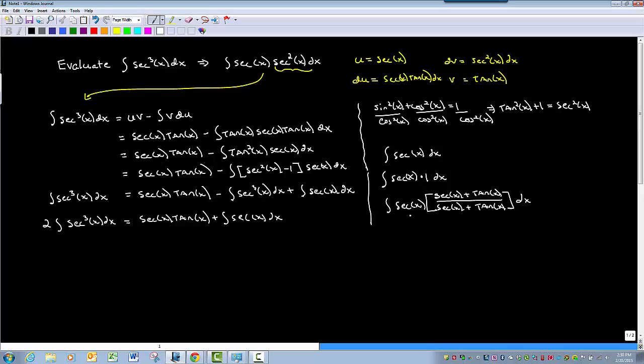Now what I'm going to do is we'll multiply secant in. So we're going to get secant squared x plus secant x tangent x over secant x plus tangent x, just like that. Now the trick here is going to be to do a substitution.